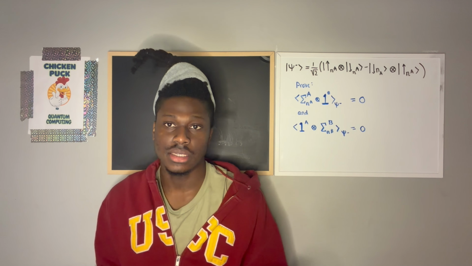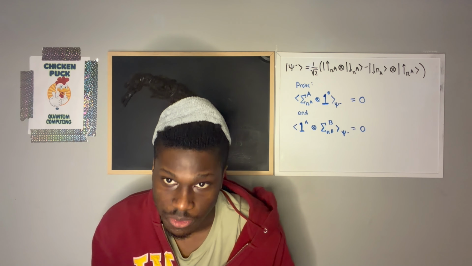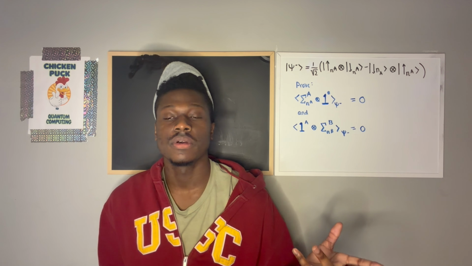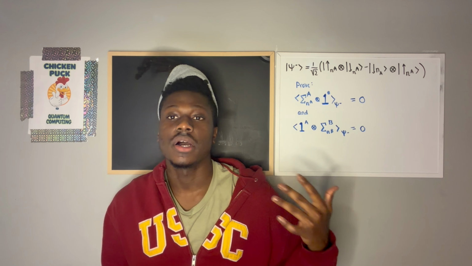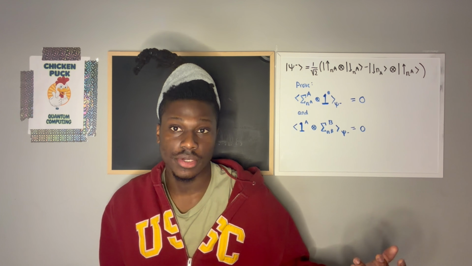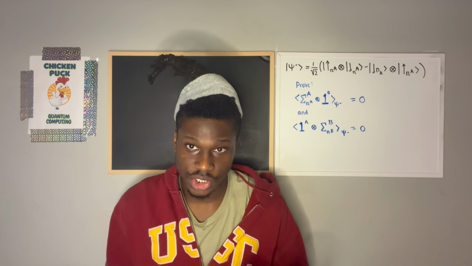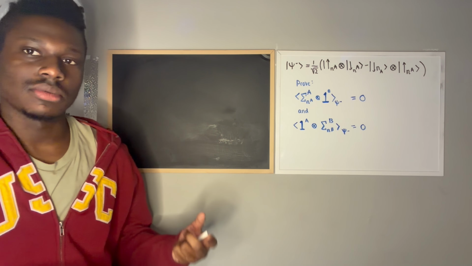The question is asking us, if we were to measure the expectation value of A by itself, will we get zero? If we were to measure the expectation value of B by itself, will we also get zero? Let's go through the actual notation. Before we jump into the problem, I want to go over some notation.